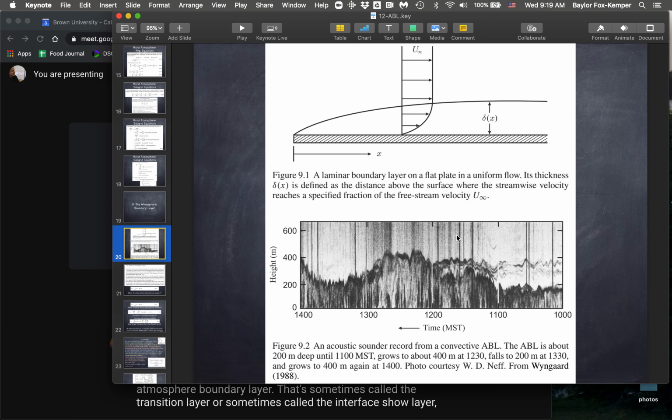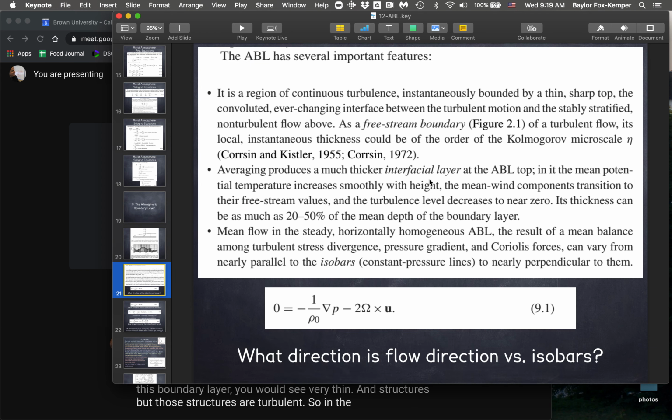But really, if you look, you can even see these little plumes. The real structure is quite thin and narrow. So if you were to take a single sounding of this boundary layer, you would see very thin structures, but those structures are turbulent. So in the averaging procedure, you mix up those thin, highly variable features into a mushier layer, where those features are lost in the averaged equations.